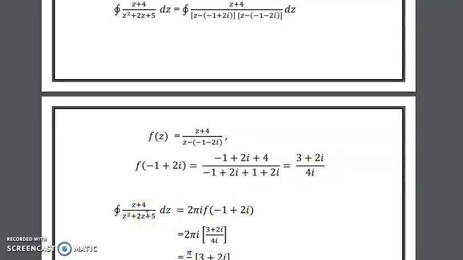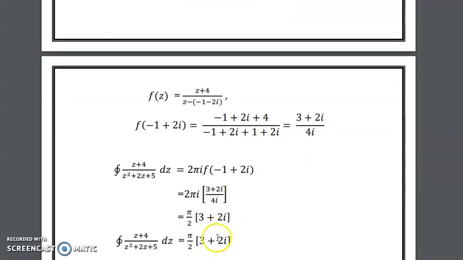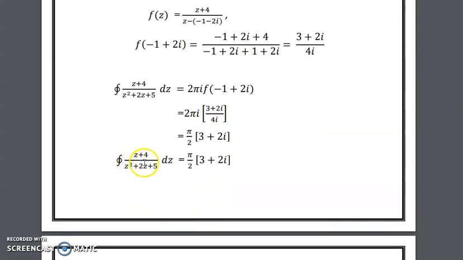So integral z plus 4 divided by z square plus 2z plus 5 dz equals 2 pi i into f of minus 1 plus 2i. So 2 pi i into that value, 3 plus 2i divided by 4i. So 4 and 2 cancel, pi divided by 2, i cancels, 3 plus 2i. Therefore the integral z plus 4 divided by z square plus 2z plus 5 dz equals pi divided by 2 of 3 plus 2i.